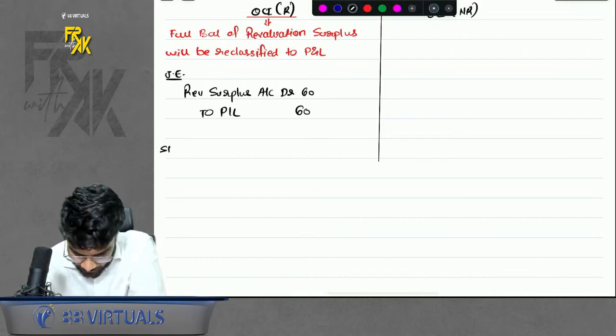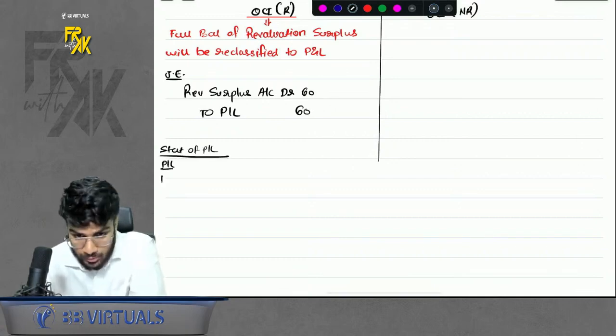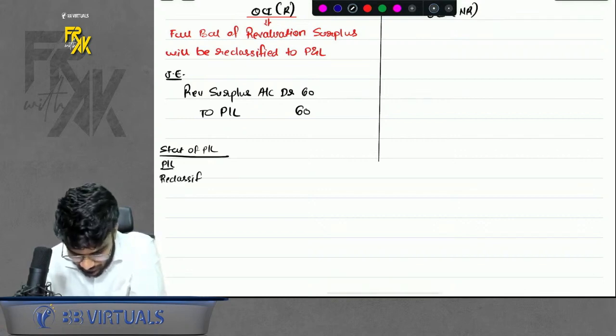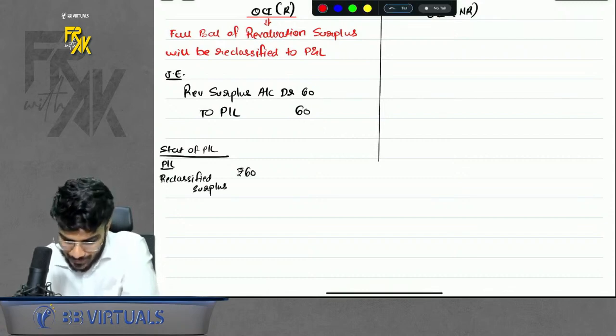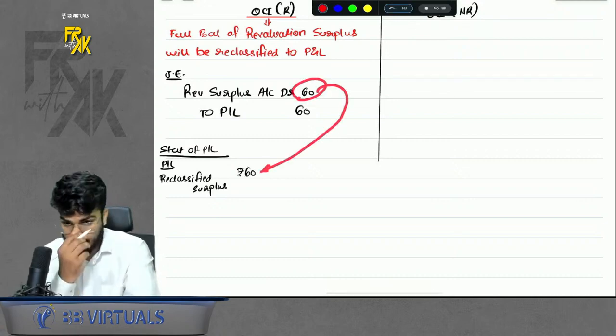So if I want to give an extract in the statement of profit and loss, how will it be shown? You will say reclassified surplus of, let's say, rupees 60 will be shown. See, the balance of surplus will now appear in profit and loss.